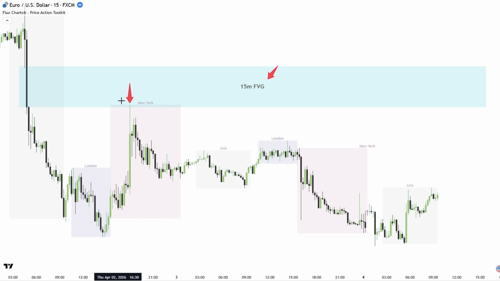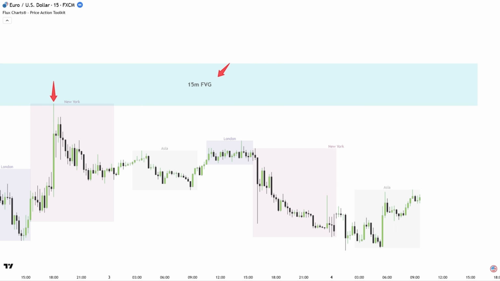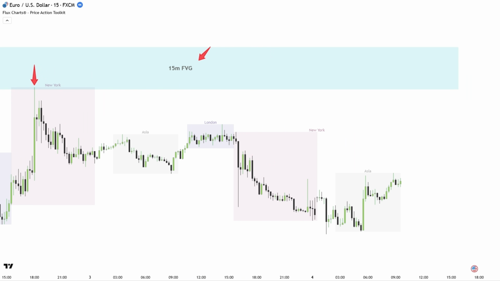And we also have a key buy-side liquidity level created by the New York high, sitting right beneath it. That means all the conditions are met. So now the next step is simple. We wait for the price to sweep the New York high, tap into the higher time frame fair value gap, and then reject back below the range.